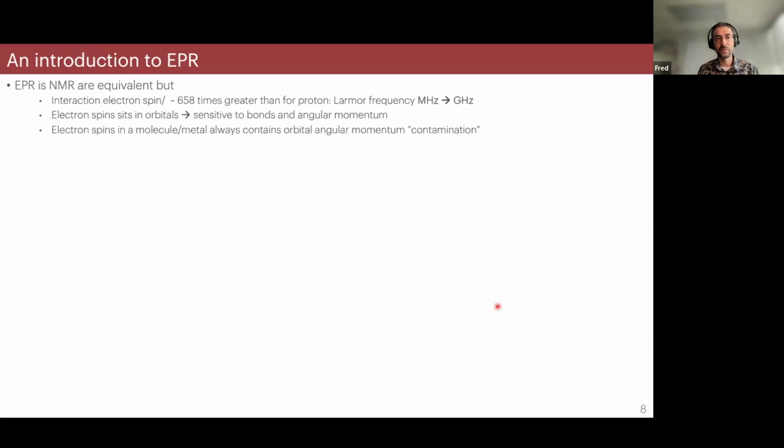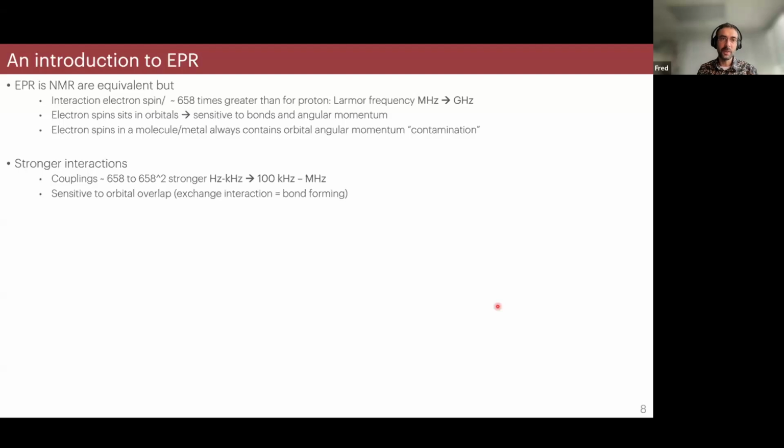The other thing is that the electron spins are not isolated. They are within bonds, and therefore they are affected by the orbital angular momentum. And in particular, when you talk about the G tensor, you always need to think that there is always some contamination due to the orbital angular momentum. Stronger interactions mean you have stronger couplings. We are not talking hertz and kilohertz like in NMR. We're talking about hundreds of kilohertz to megahertz.